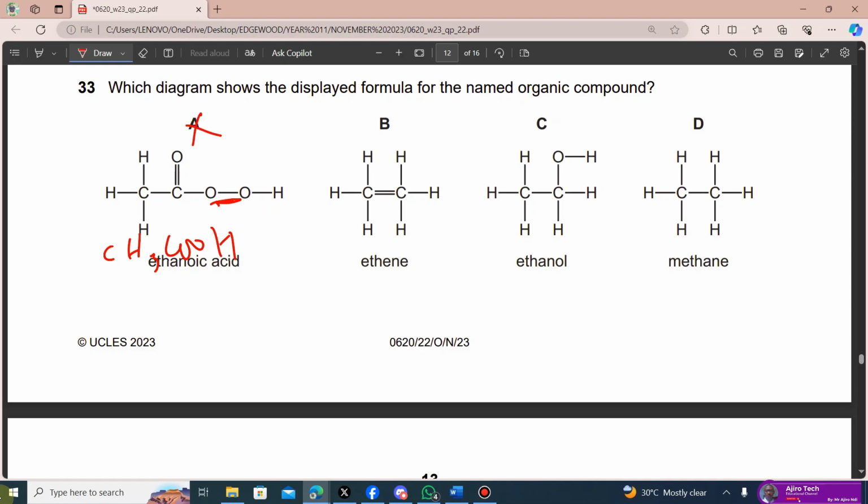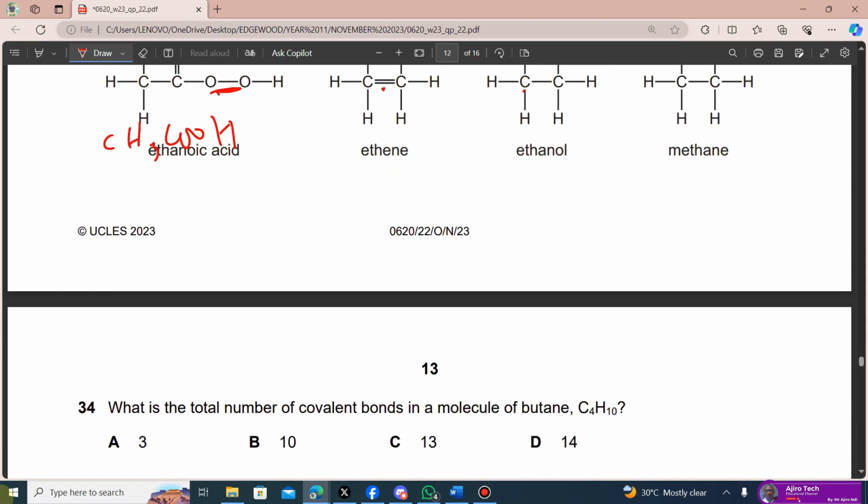Ethene, of course, can't have 3 hydrogens attached because of the double bond, because carbon is tetravalent. So, ethanol: C2, 5 hydrogens, 1, 2, 3, 4, 5, and then OH. Okay, so we can just use that general formula. This is okay. And then methane is CH4, so this is off. So C is the answer to that.